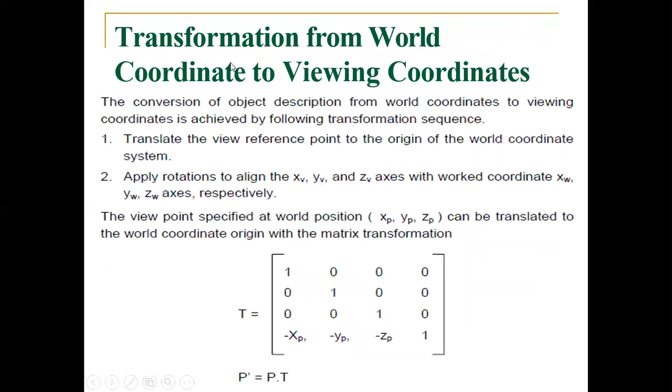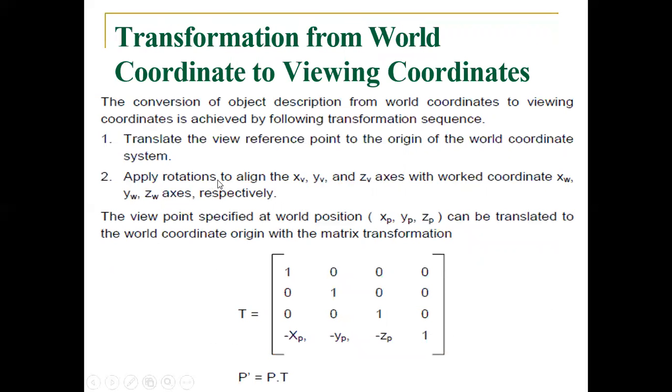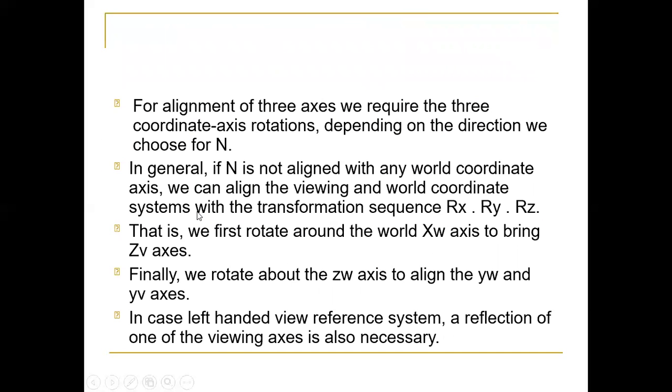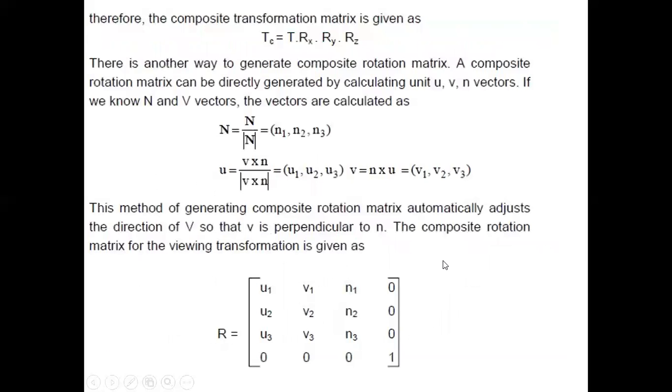In order to do that, the first step is translation. Translate the view reference point to the origin of the world coordinate system. So this is my view reference point; translate it to the origin of the world coordinate system. Next, apply the rotation so that I can align the xv, yv and zv axes with the world coordinate axes xw, yw and zw. So xv is aligned along the xw axis, yv along the yw axis and zv along the zw axis.